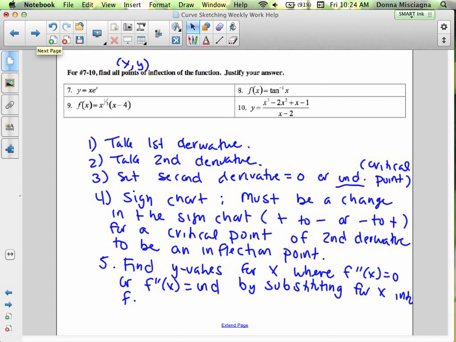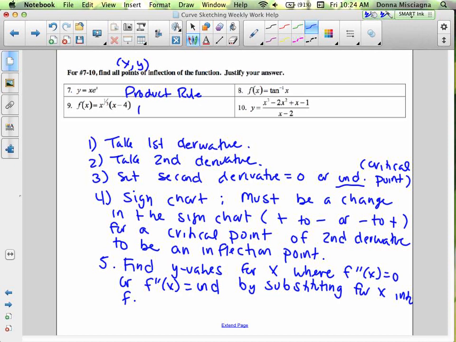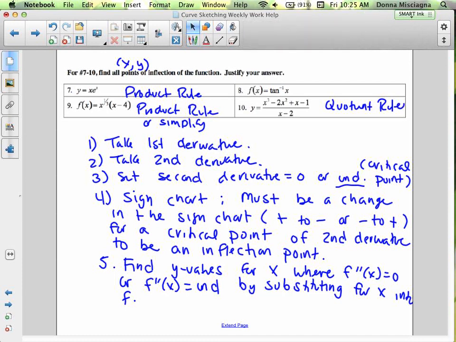In terms of the derivatives, you've got the product rule. The next one is a product rule or simplify. You got arctan, and this one is a quotient rule. All right, and that's all there is to this homework.